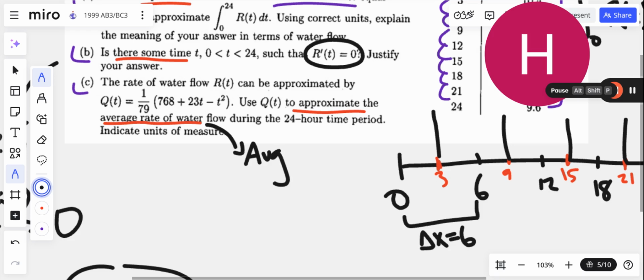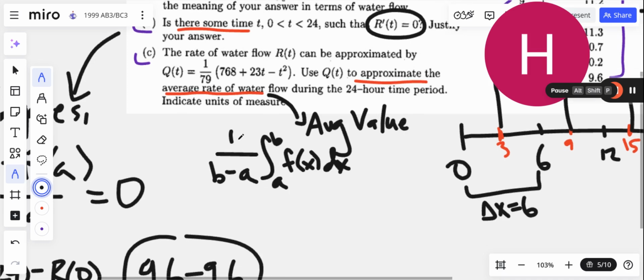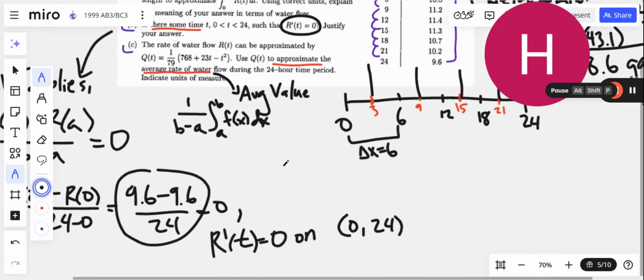You know how to find average value? We take an integral and divide it by the interval. So some people will write it like this, f of x dx. In this case, we're dealing with time instead of x, and we're dealing with q instead of f, but you get the idea. Okay, so let's find that integral.